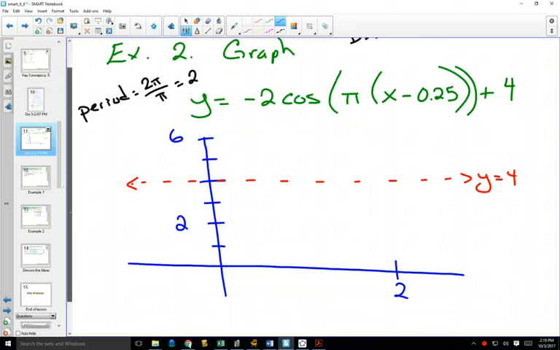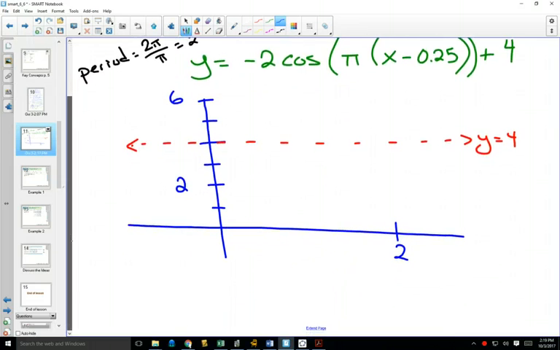And you might feel weird at first not having a pi on your x-axis, but that's okay. What's half of 2? 1. What's half of 1? 0.5. What's this one going to be? 1.5.